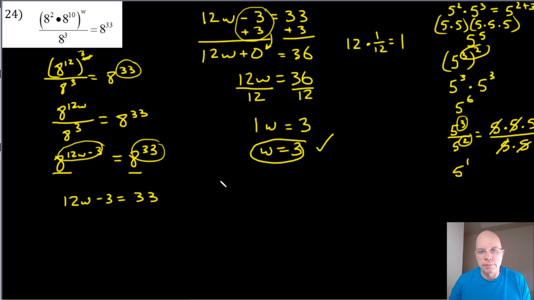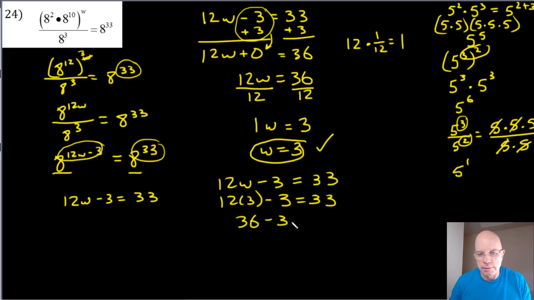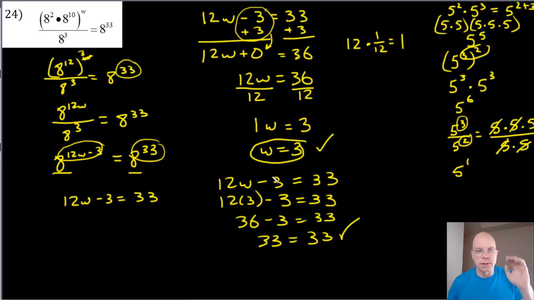If we did it using substitution in this equation, it would be 12 multiplied by 3, substitution, 36 minus 3. 36 minus 3 is 33. So that shows you the reflexive property, which verifies the variable value, so w equals 3.